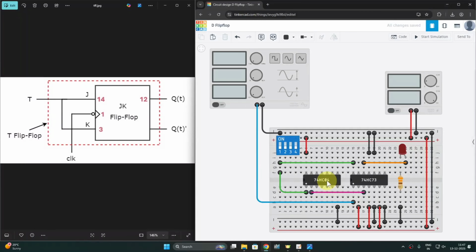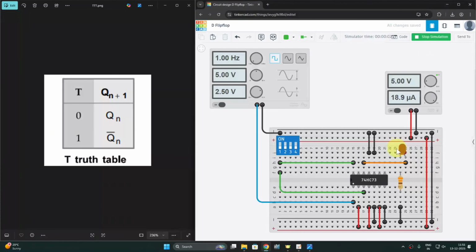So first of all, I will remove this IC. So friends, now you can see this is your T input. Now I will connect this T input to pin number 14, which is acting as the J input, as well as pin number 3, which is acting as the K input, like this. So now our setup is ready. Now we can start with the simulation.